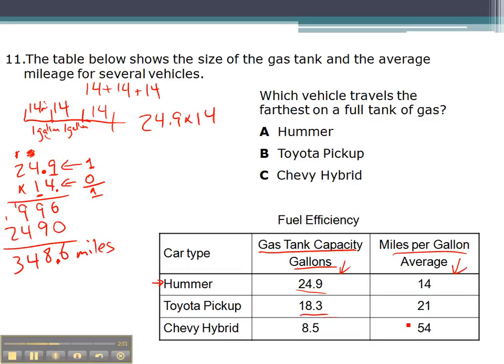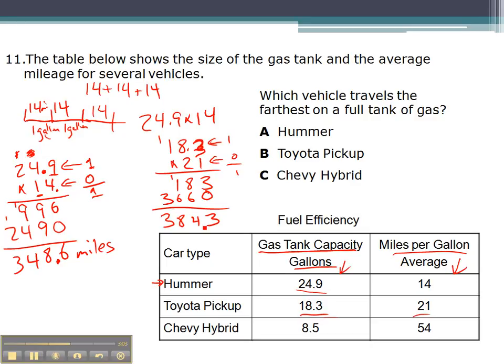We have to do the same multiplication for these other two vehicles. 18.3 times 21 for the Toyota. Okay, 3 times 1 is 3, 8 times 1 is 8, 1 times 1 is 1. Tens place, start with a 0. 3 times 2 is 6, 8 times 2 is 16, carry the 1. 1 times 2 is 2, plus 1 is 3. Adding, 14 here, carry the 1, that's 8. This is 3. One decimal place, no decimal places, 1 in my answer. So 384.3 miles for the Toyota pickup.